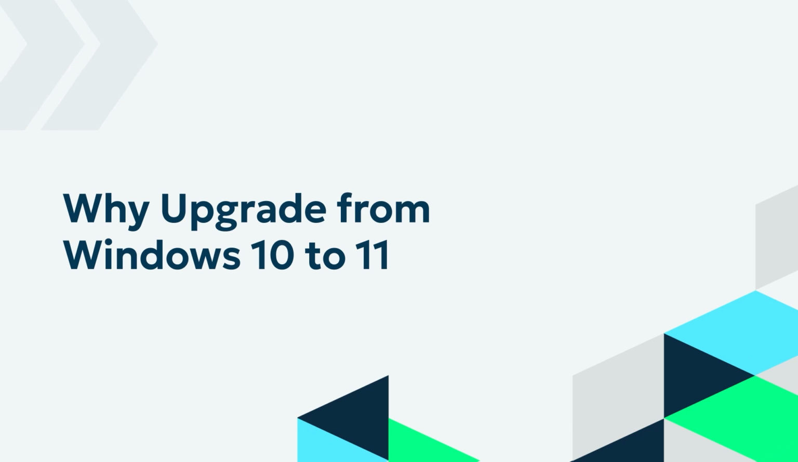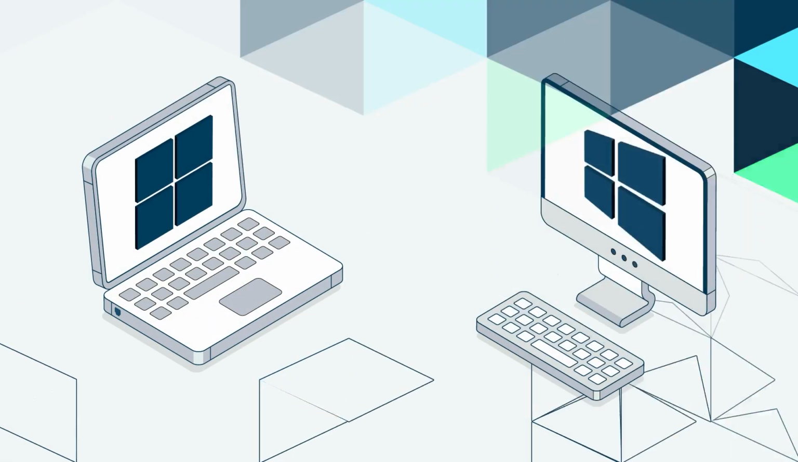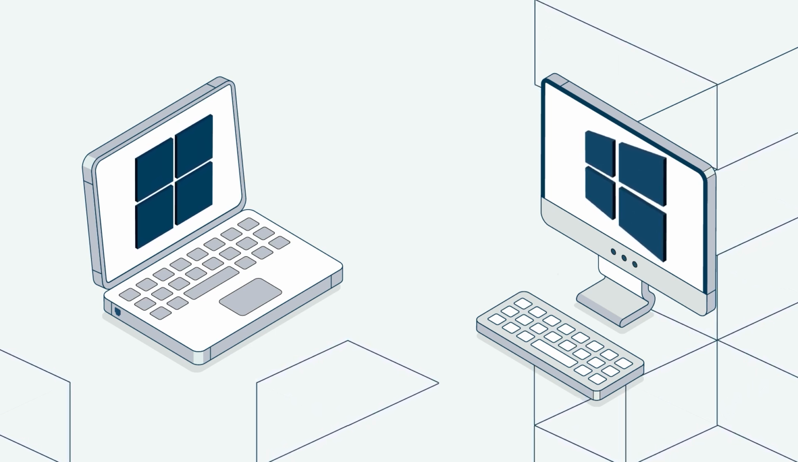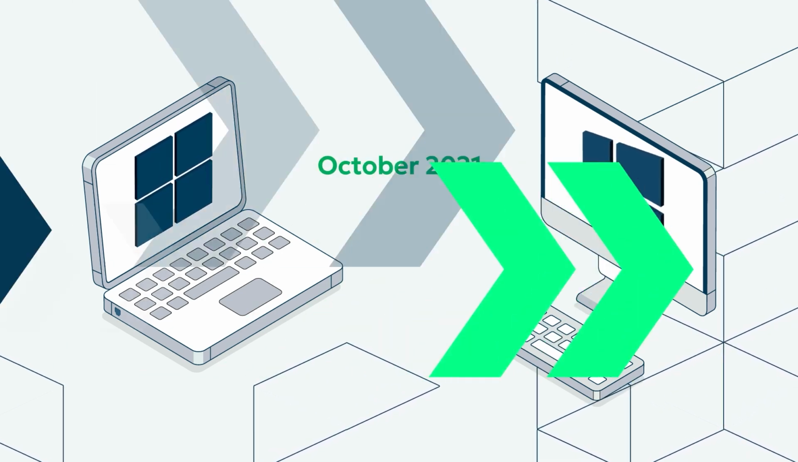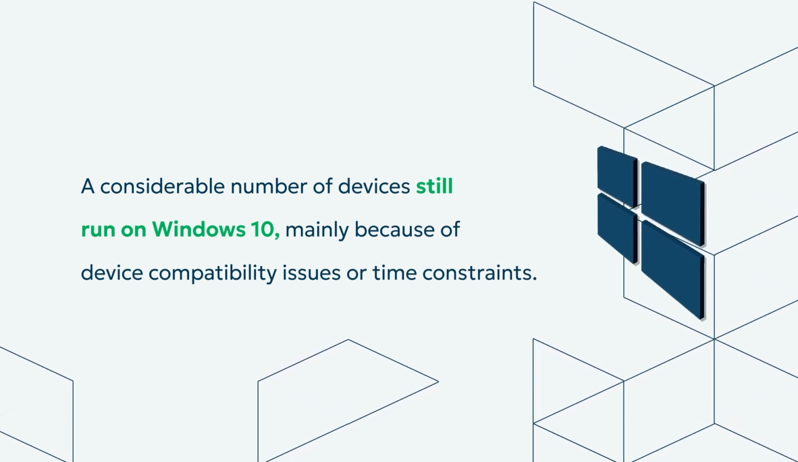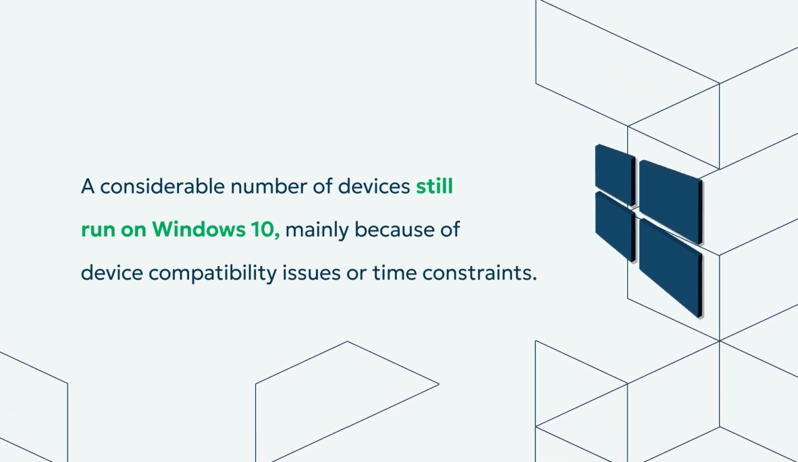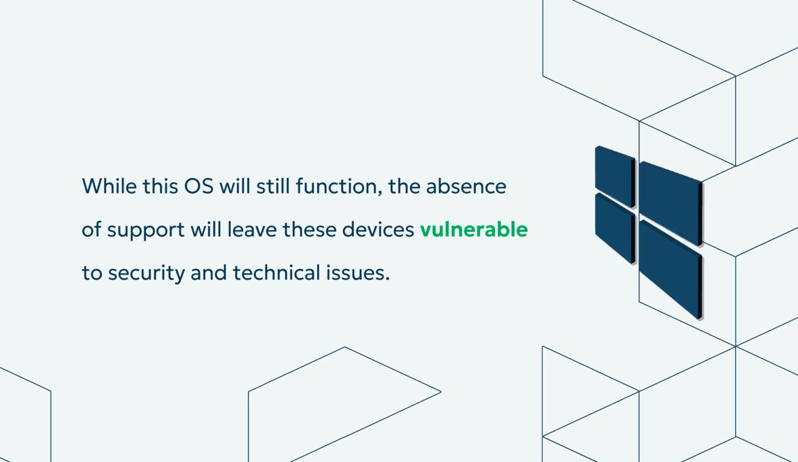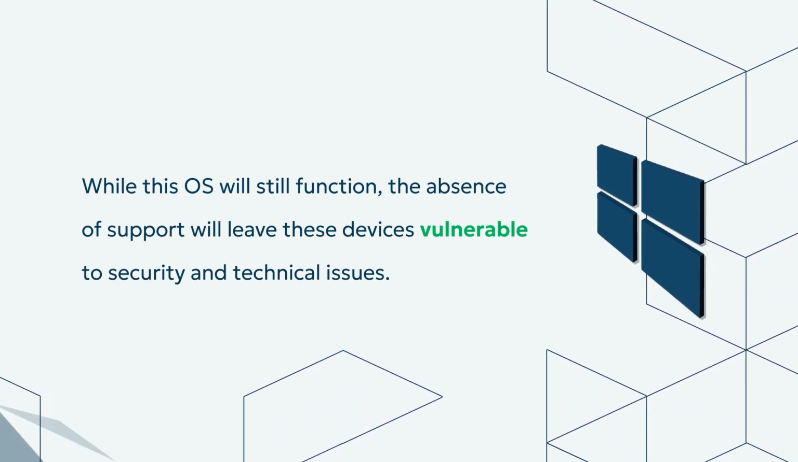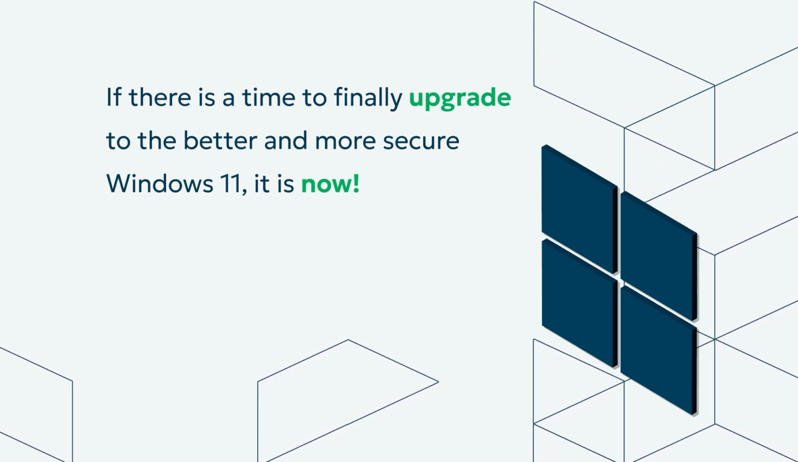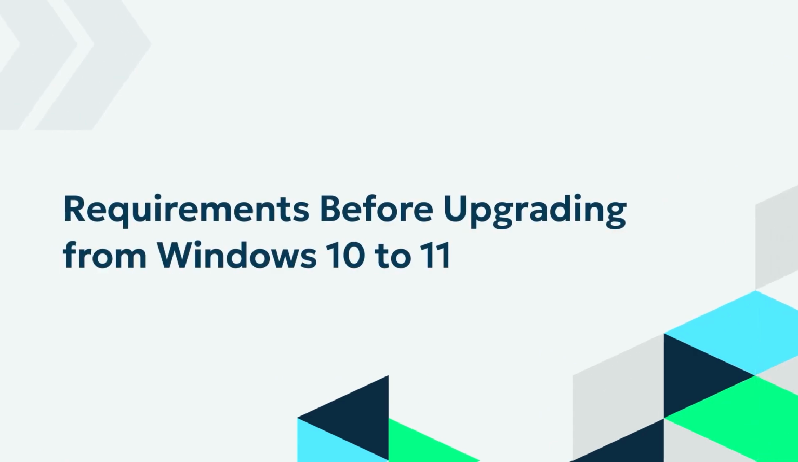Why upgrade from Windows 10 to 11? By now, most laptops and PCs have already been upgraded to Windows 11, Microsoft's latest operating system released in October 2021. Despite this, a considerable number of devices still run on Windows 10, mainly because of device compatibility issues or time constraints. While this OS will still function, the absence of support will leave these devices vulnerable to security and technical issues. Therefore, if there is a time to finally upgrade to the better and more secure Windows 11, it is now.